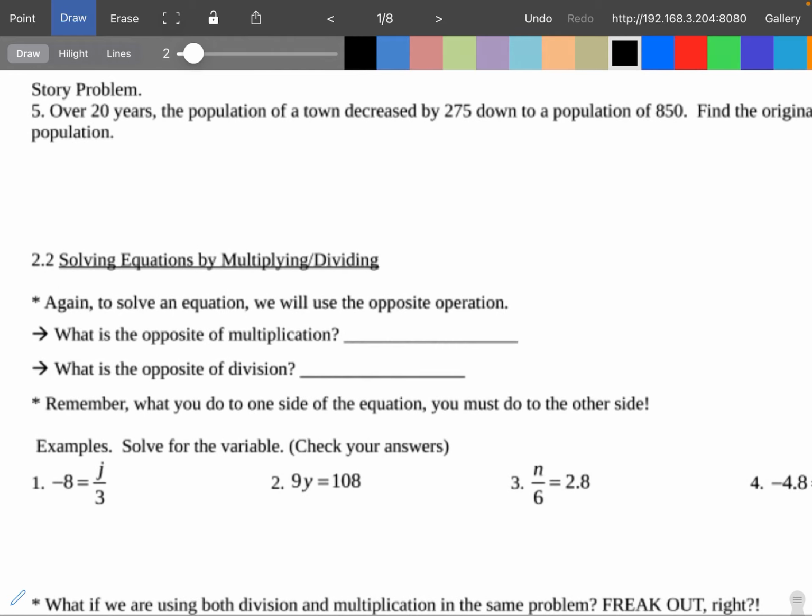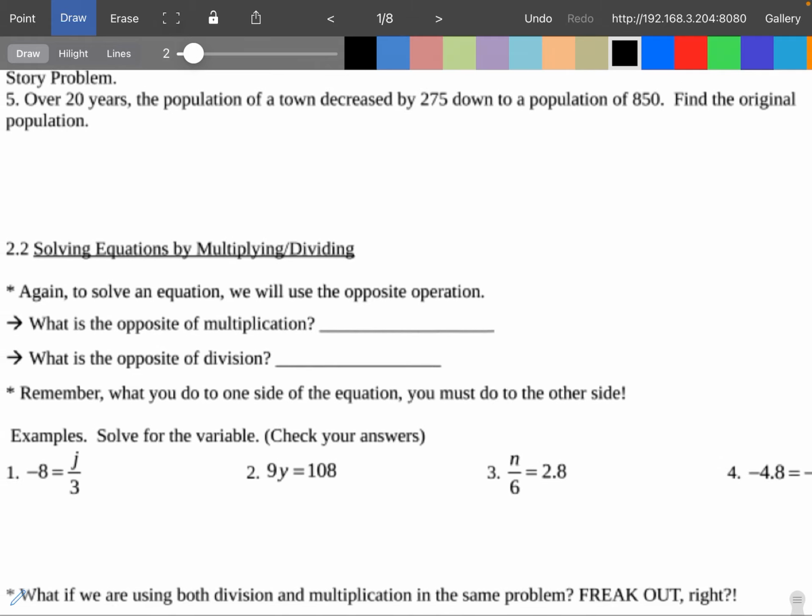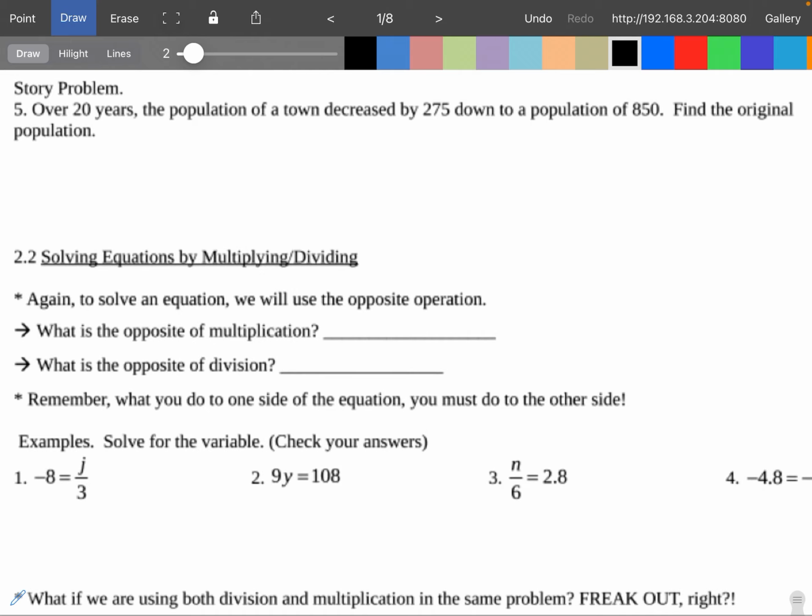All right, and then we got one word problem here. All right, see, what do we got here? So it says the population of a town decreased by 275 down to a population of 850. Find the original population. So let's see, what should we do?